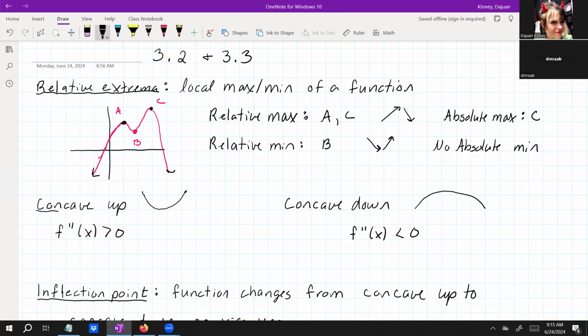From 3.3, we have a funky term called concavity. So what does your graph look like? Is it a bowl or is it a hat? This is our bowl, obviously. That's not how we spell bowl. So our bowl is our concave up. I think about it also as a smile. Your smile goes up, so it looks like a smile.